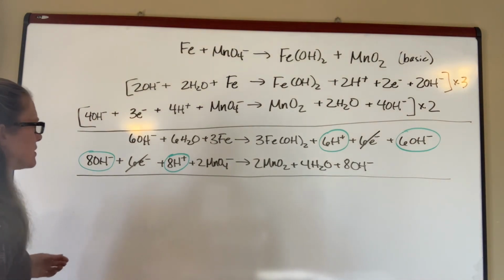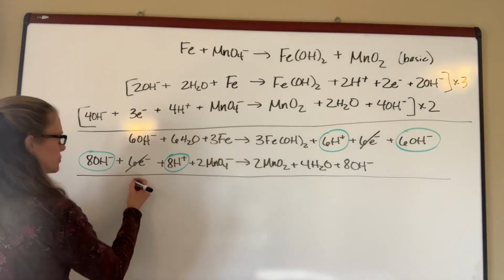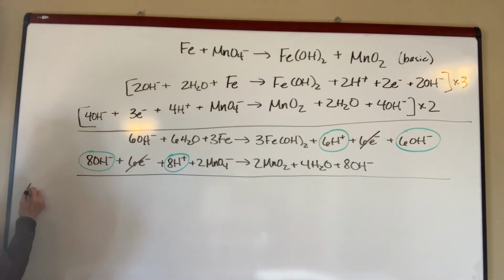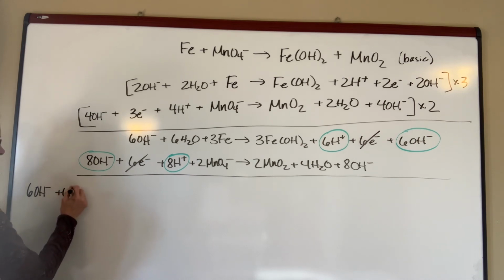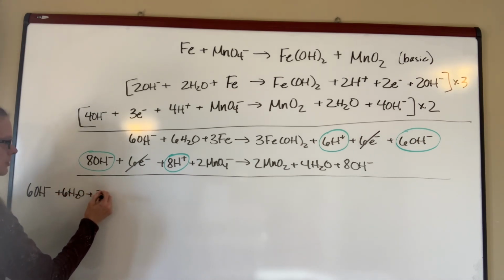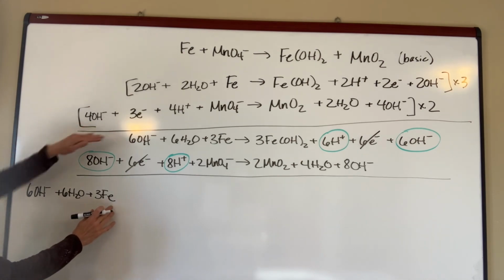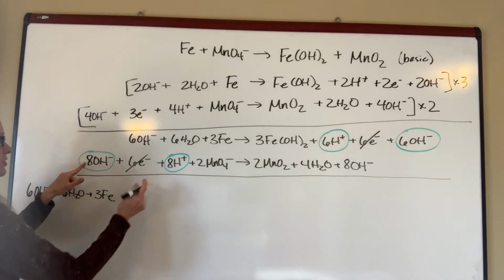And let's see what I'm going to end up with. So I'm going to have 6 OH minus plus 6 H2O plus 3 Fe. That's from the top half reaction. The bottom half reaction, I'm going to add these two together.